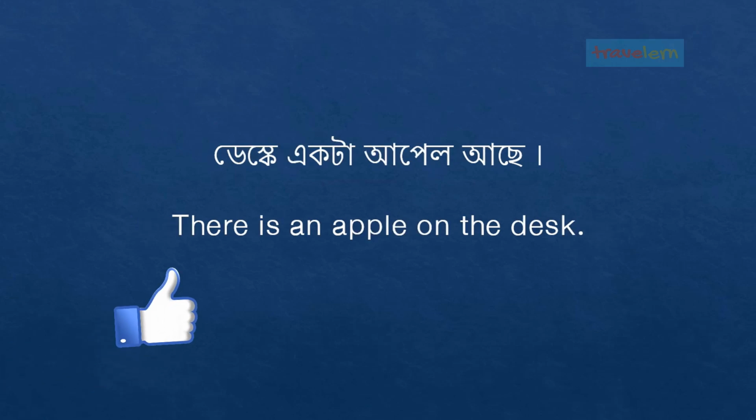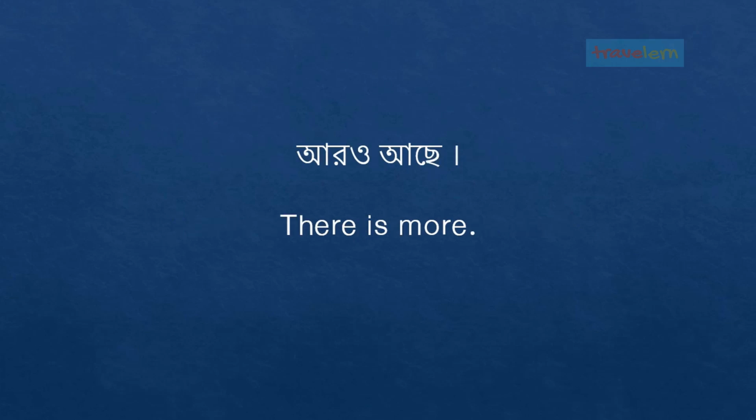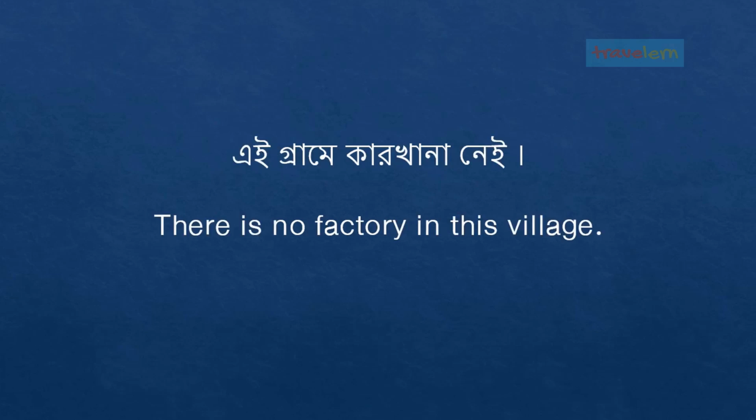ডেস্কে একটা আপেল আছে। There is an apple on the desk. আরো আছে। There is more. এই গ্রামে কারখানা নেই। There is no factory in this village.